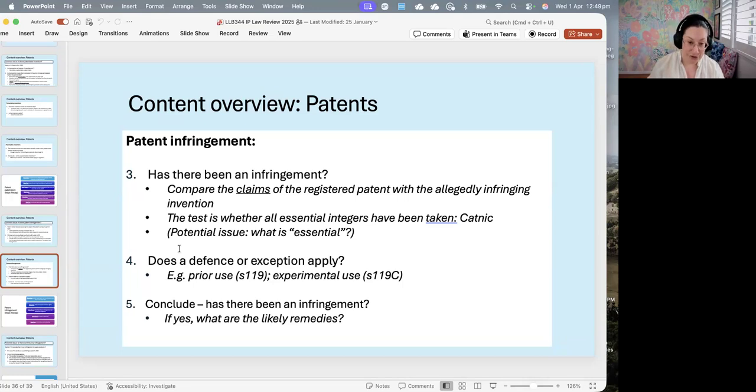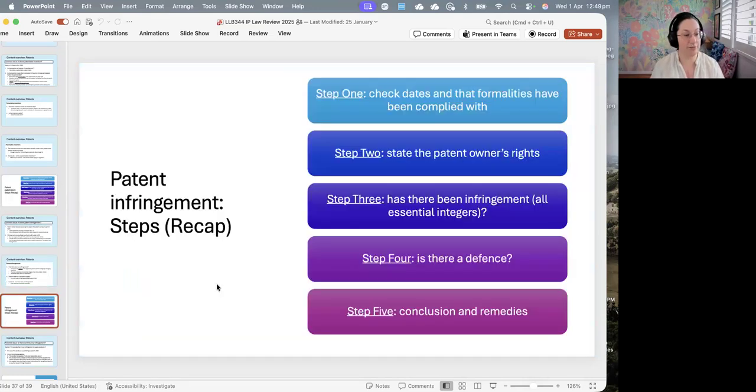And so then conclude, obviously, is there an infringement and what are the likely remedies? So pretty straightforward here. You use the patent owner's rights to exploit the invention. Has there been an infringement of all the essential integers of the patented invention? Is there a defense? And therefore, is there or is there not an infringement? So that is just a super quick recap of patent law.